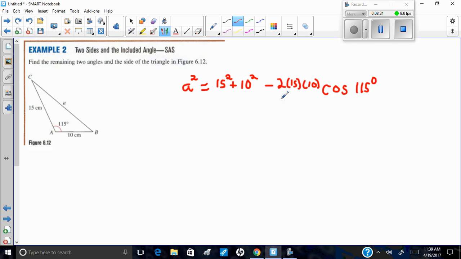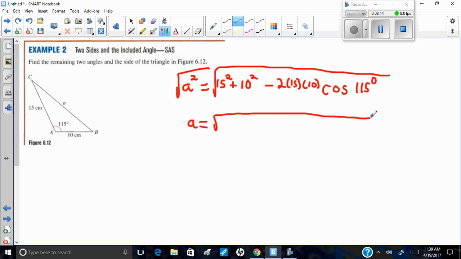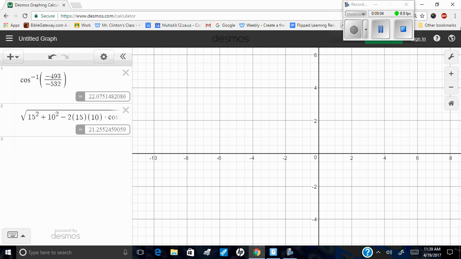Now before I get crazy simplifying, I'm going to use my calculator on this. So what I'm going to do is I'm going to square root both sides. I'm going to isolate A right here. A is equal to the square root of this entire expression: 15 squared plus 10 squared minus 2 times 15 times 10 times the cosine of 115 degrees. Now I'm going to enter this expression in my calculator, and again, make sure we're in degrees. Here it is.